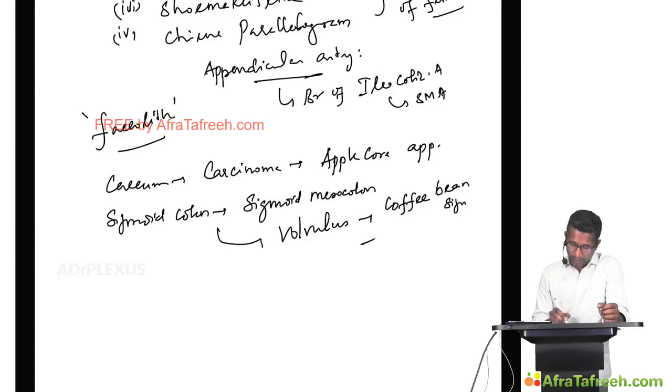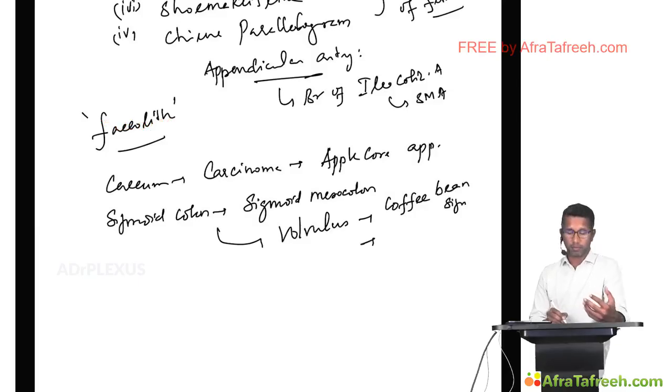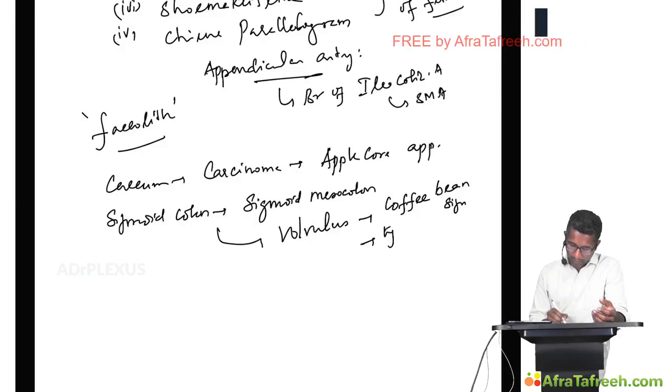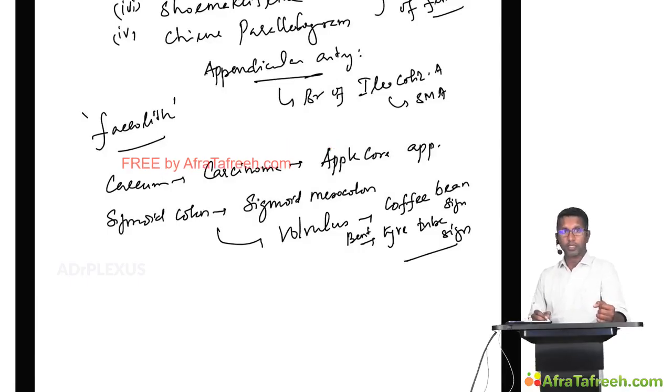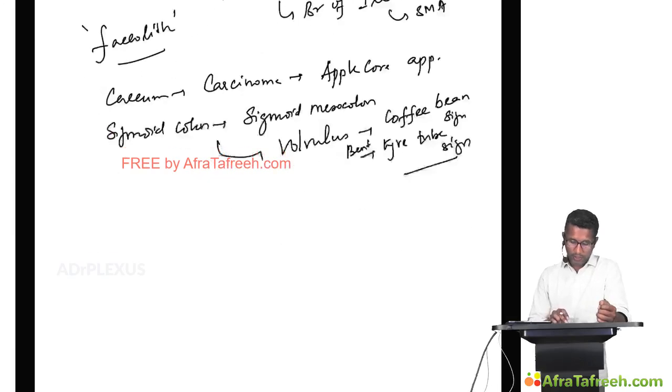They will teach all these things in radiology; I am just giving a refresher here. They also describe a sign called the bent tire tube sign. The coffee bean sign or the bent tire tube sign are both seen in sigmoid volvulus. So these are all the important things related here.